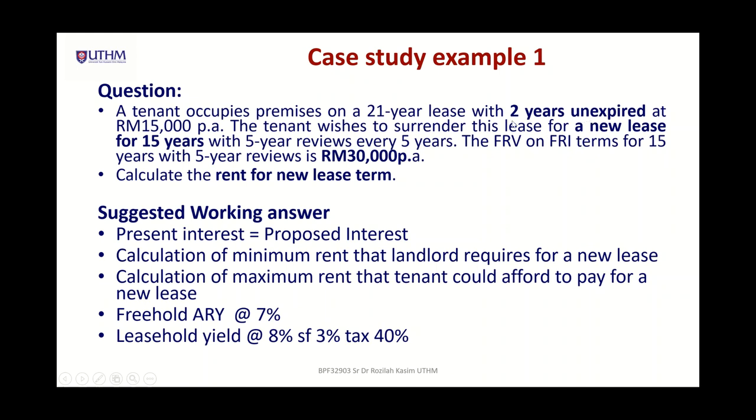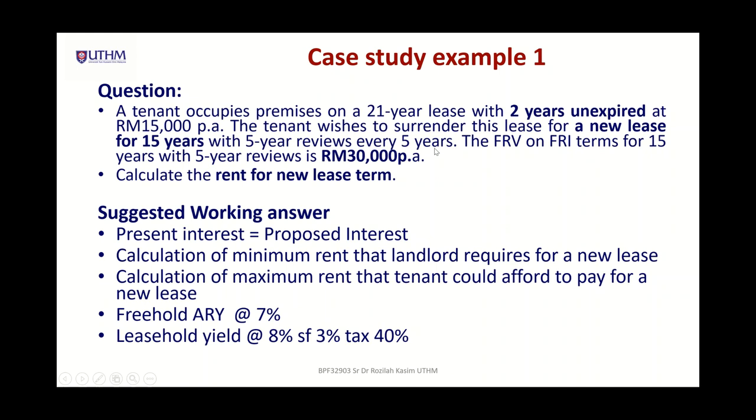Before the existing lease expires, the tenant wishes to surrender this 2-year unexpired term in return for the grant of a new lease of 15 years with a rent review every 5 years. In this case study example, we have to calculate what the rent would be for a new lease which is acceptable to both landlord and tenant, by surrendering the existing lease with 2 years unexpired, in return for a new lease of 15 years with 5-year reviews.